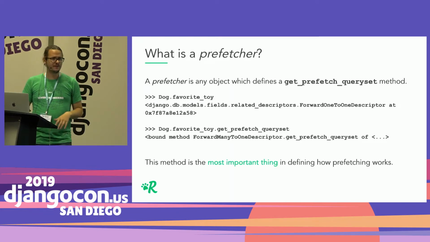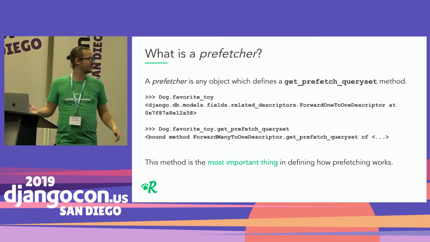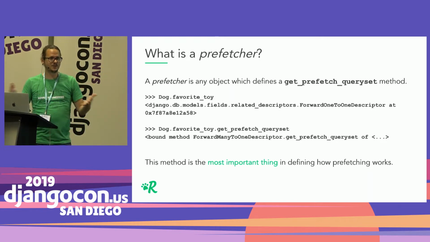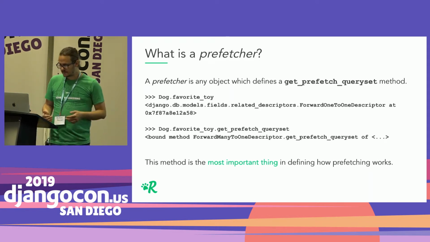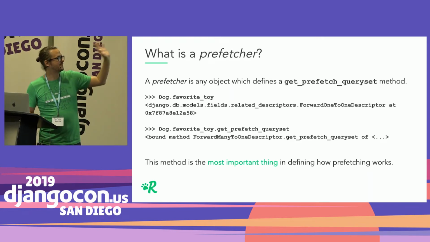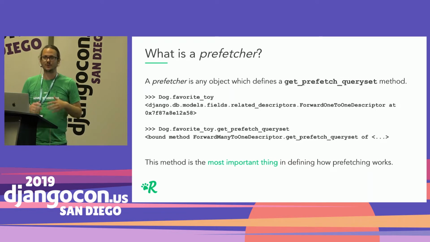And if there's one thing to take away from this section, it's this get_prefetch_queryset method. This is the most important thing in defining how prefetching is going to work. So if you can remember one thing, it's this get_prefetch_queryset method. If you just grep through Django's code base, you can find all of the instances where Django is able to define some prefetching behavior.